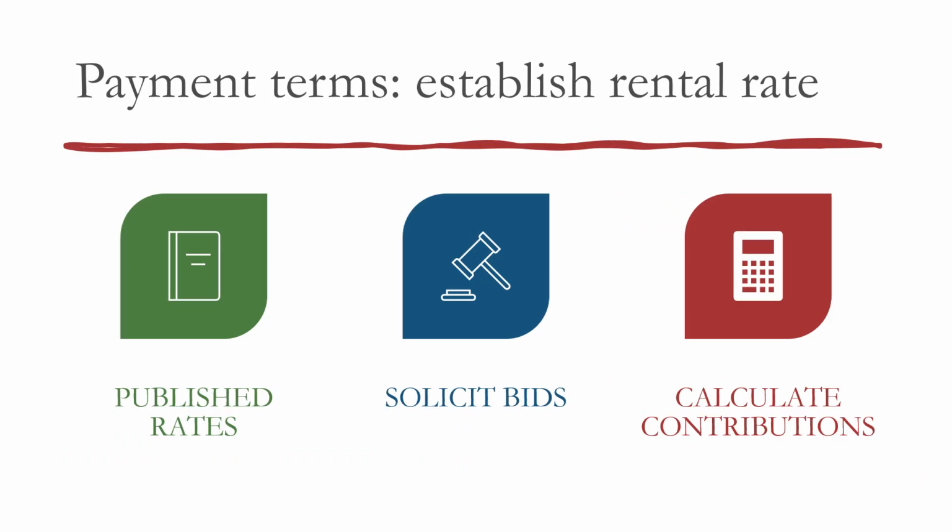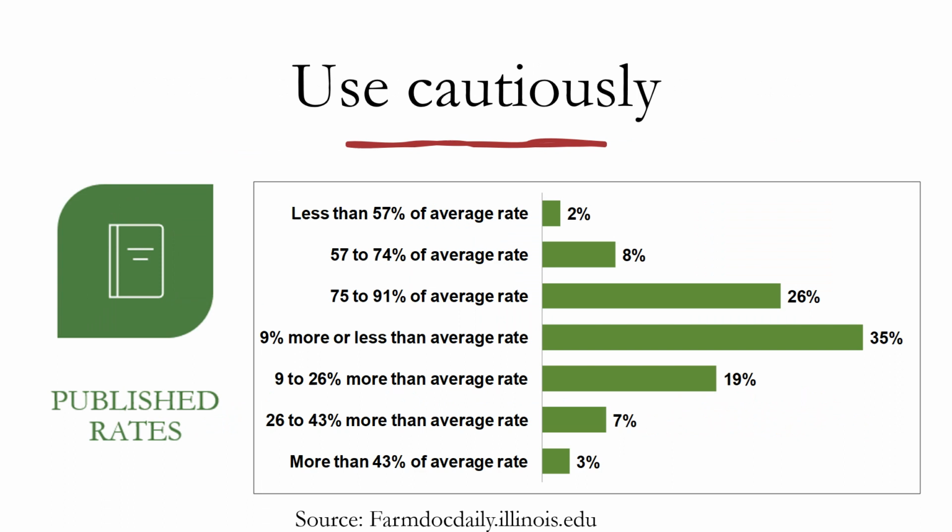Several methods exist for establishing a cash rental amount. Three common methods are using published cash rental rates, soliciting bids, and calculating the contribution of each party. Published rental rates should be used cautiously. They report the average rent paid for property over a broad geographic area and do not reflect all the qualities of the specific land being leased. They provide insight into trends, but not specific rental values.